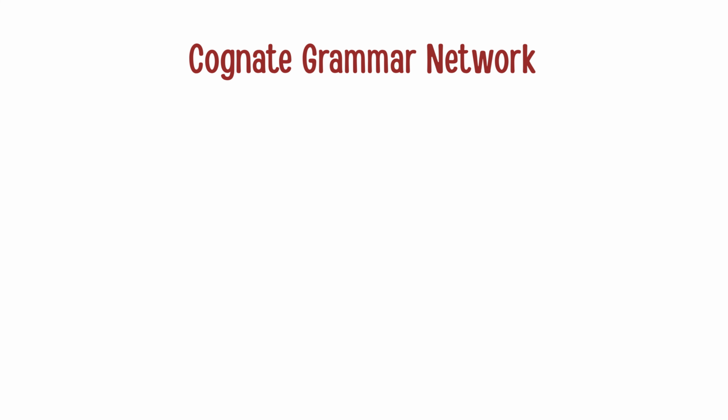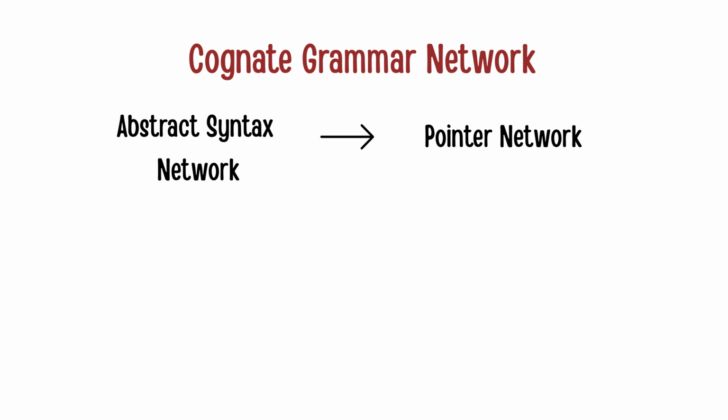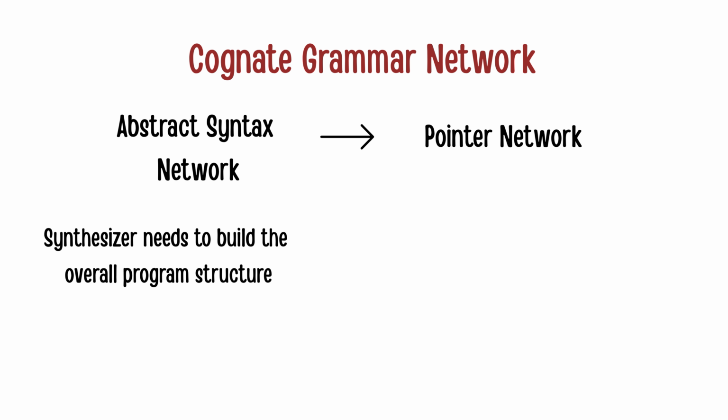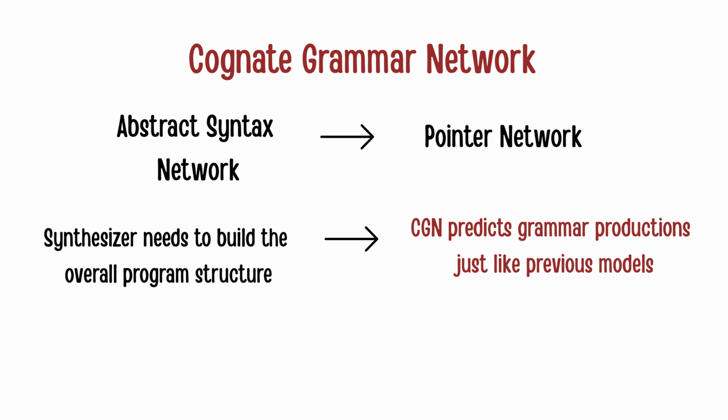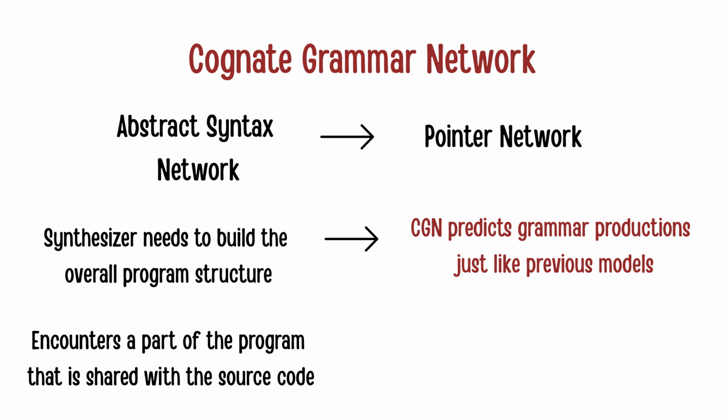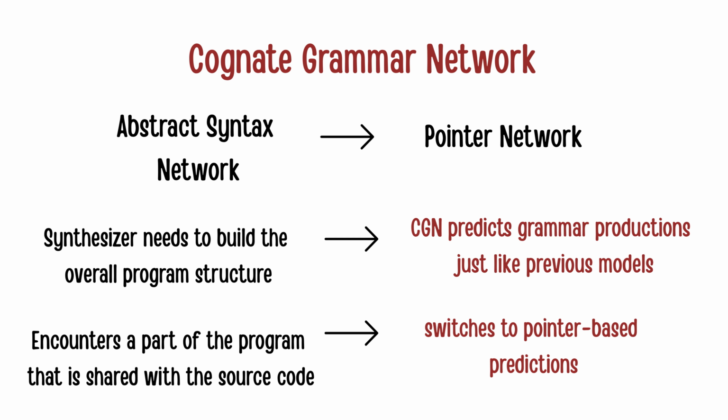CGN extends an earlier model called the Abstract Syntax Network by incorporating a pointer network. The idea is simple. Whenever the synthesizer needs to build the overall program structure, CGN predicts grammar productions just like previous models. But whenever it encounters a part of the program that is shared with the source code, it switches to pointer-based predictions and directly selects the appropriate expression from the original program. This allows the model to generate programs much more accurately while keeping the search space manageable.